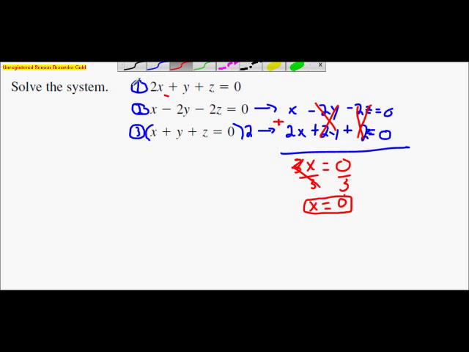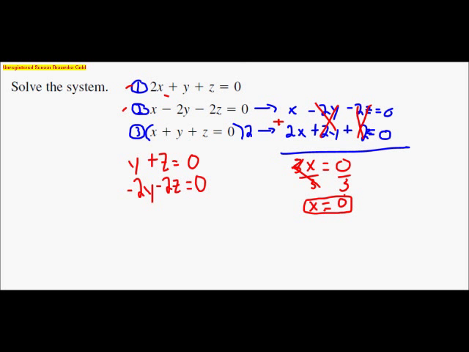So let's pick equations 1 and 2, and plug x equals 0 in for x. If I plug in 0 for x, 0 times 2 is 0, so that x goes away, and I'm left with just y plus z is equal to 0. If I do the same thing for the second equation, I plug in 0 for x, and that 0 goes away. We just have minus 2y minus 2z equals 0.